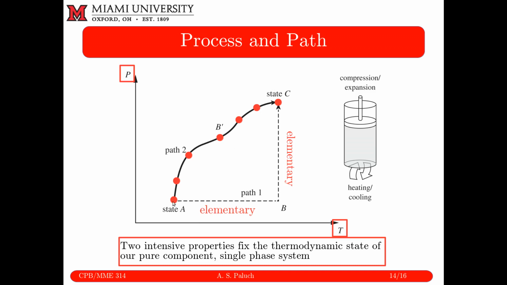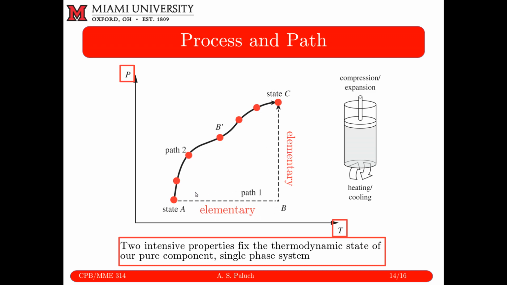So I can construct an elementary path in which I go from state A to state B, in which I only change temperature, but P is held constant. So in an elementary path, I change just one of the two variables. Only one variable changes. And then I can have a second elementary path in which I go from B to C, where now P's changing but T's constant. So in my elementary path, I'm only changing one variable at a time.